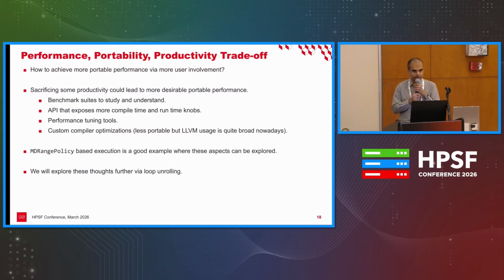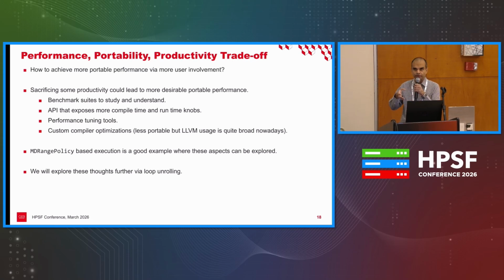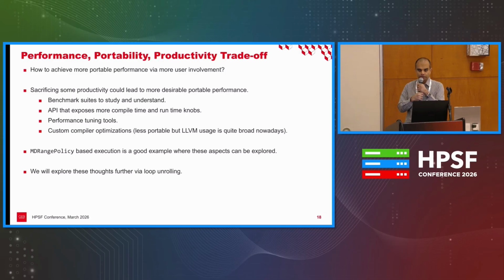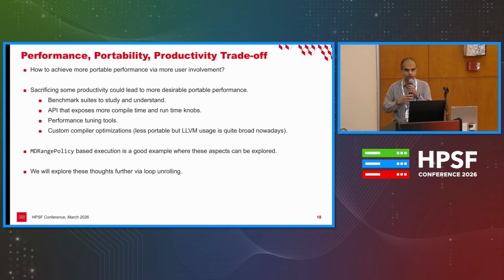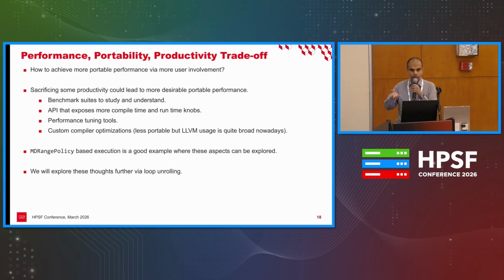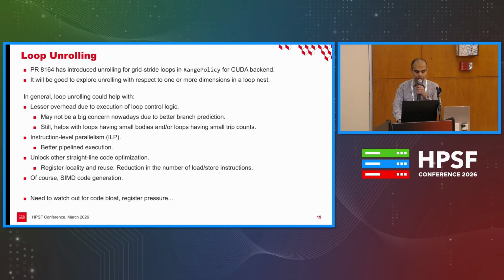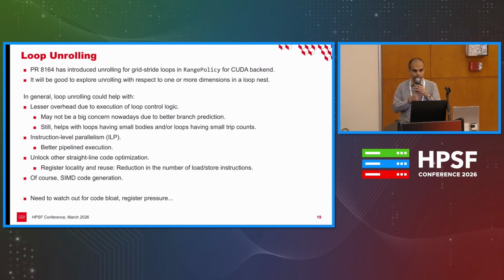So again, a small detour. We see that there is this performance, portability, and productivity trade-off that we always have in mind. But it will be a good idea to sacrifice a little bit of productivity in order to achieve more portable performance. We can do this first by developing better benchmark suites, which we already discussed. We also have to improve and expose more knobs to the user, both at compile time and runtime. And of course, we have to keep improving tools like Apex to give the user better control to improve performance. We will see how that could possibly be done using the topic of loop unrolling.